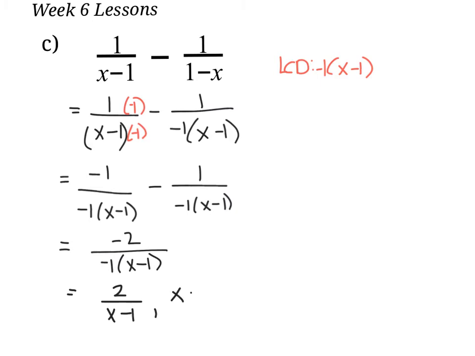What are our restrictions? X cannot equal what? X can equal 1 here. Also, x can equal 1 here. 1, 1, 1, 1. Our only restriction is x can't equal 1.